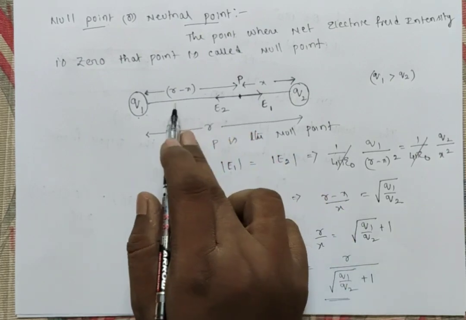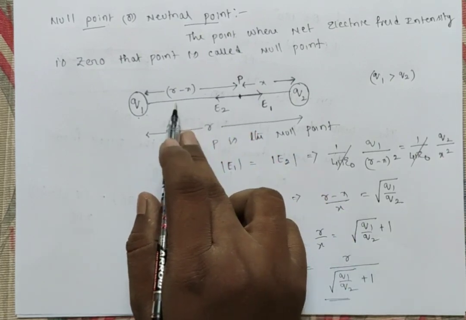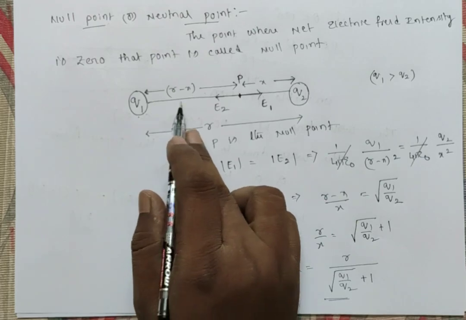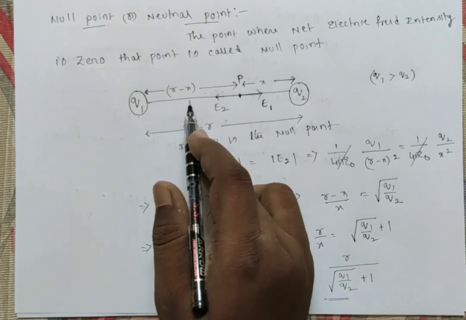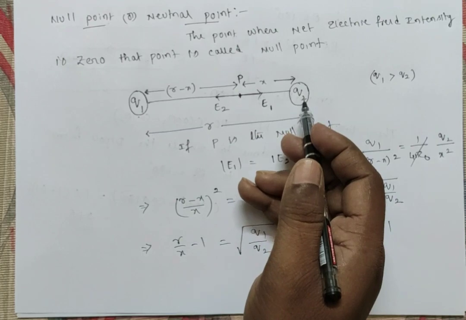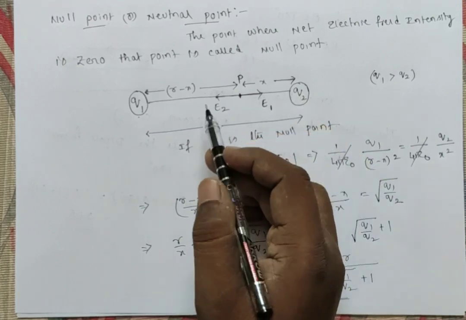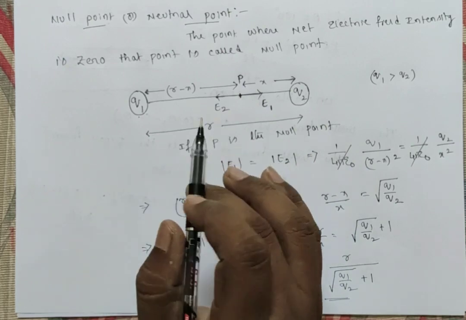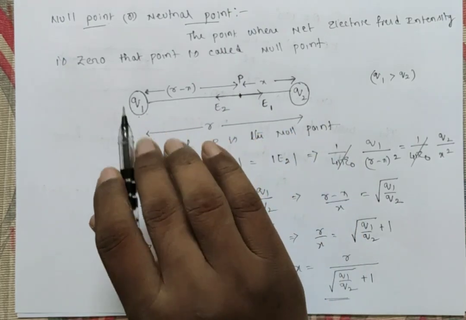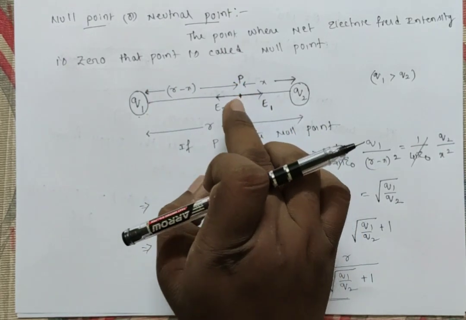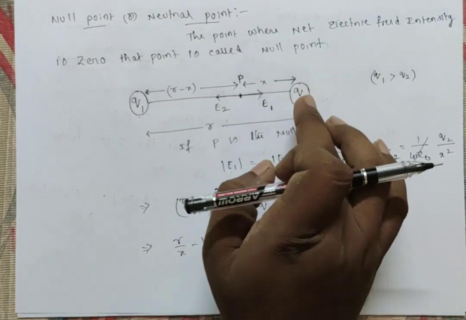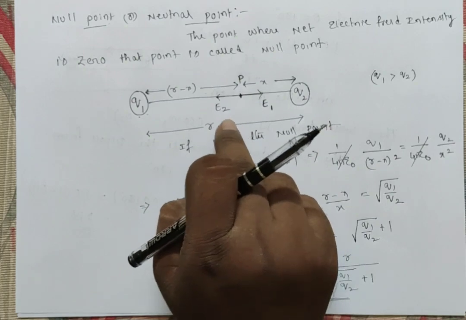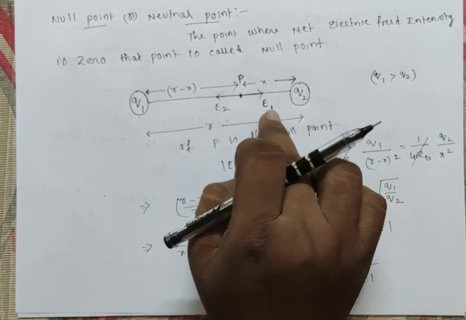If you take a point closer to the larger magnitude of charge, the field strength from that charge will be more, but from the other charge the strength will be less. At that time these two electric fields are not equal. So far from the higher magnitude of charge and closer to the lower magnitude of charge, there is a possibility for these two electric fields to be equal.